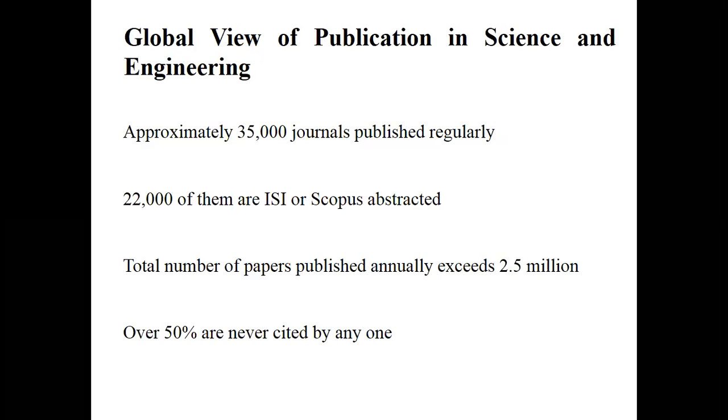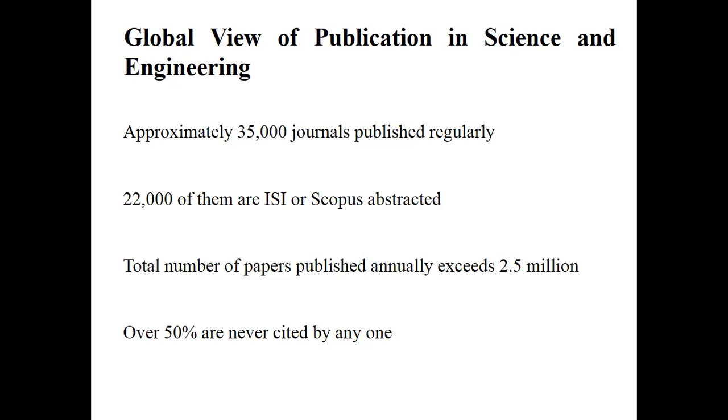So, a global view of publication in science and engineering. First, we will have a look at that. There are approximately 35,000 journals published regularly every year, of which 22,000 are ISI or Scopus abstracted journals. ISI and Scopus are the two biggest institutions that acknowledge the importance of research and give worth to the journals. The total number of papers published annually now exceeds 2.5 to 3 million, about 30 lakh papers annually. So you can calculate how many papers are published daily.